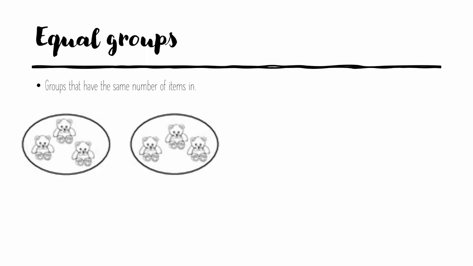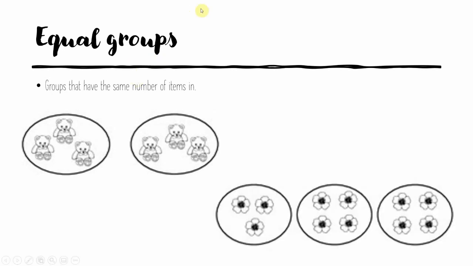So, for example, there are 2 groups here, because you can tell what the groups are because they've got 2 circles, and inside those circles they both have 3 teddy bears, and that means that they are equal groups because they have the same amount in each group. Whereas this picture, it has 3 groups. However, they are not equal. 2 of them are equal because they both have 4 flowers in. But they are not all equal because this last group only has 3 flowers in. I wonder how many more flowers this group would need for it to become equal. That's right, they need 1 more flower in that group for it to be equal groups.